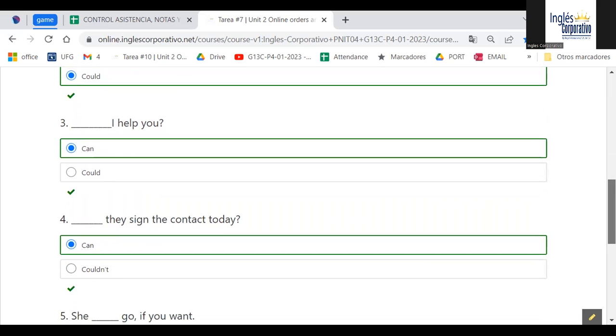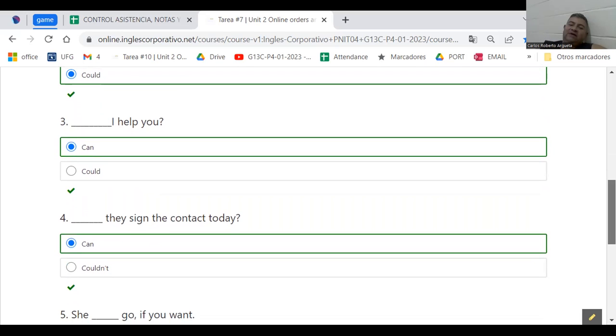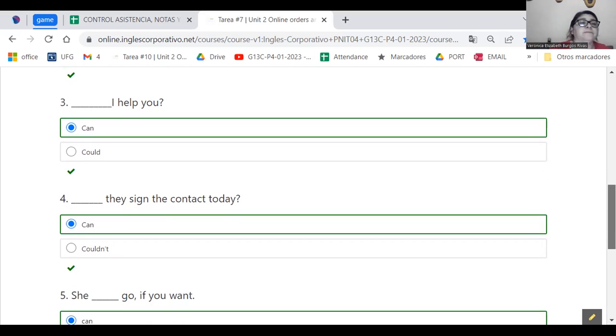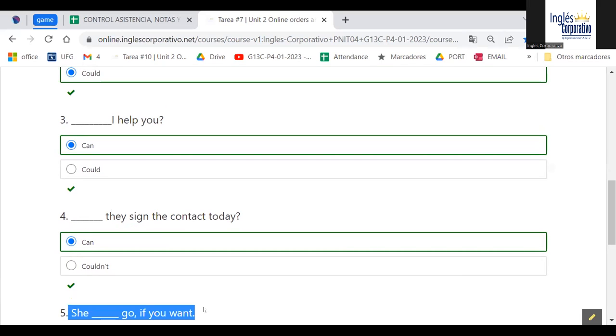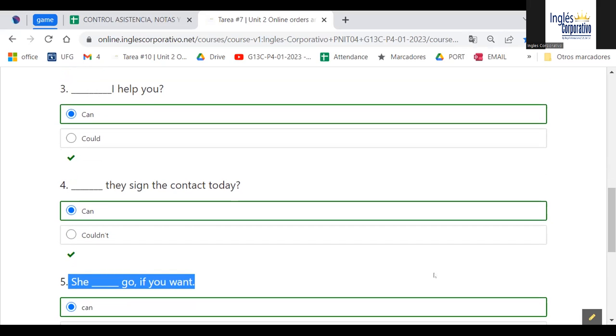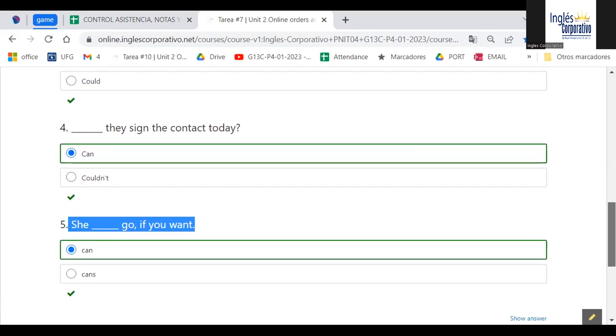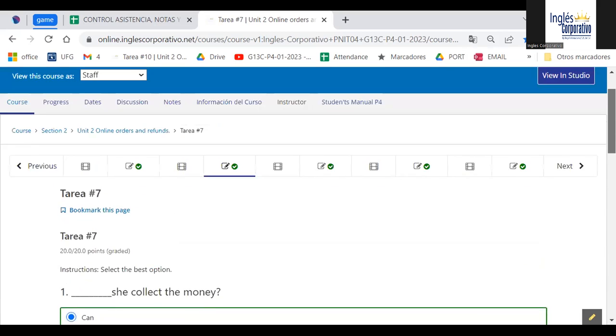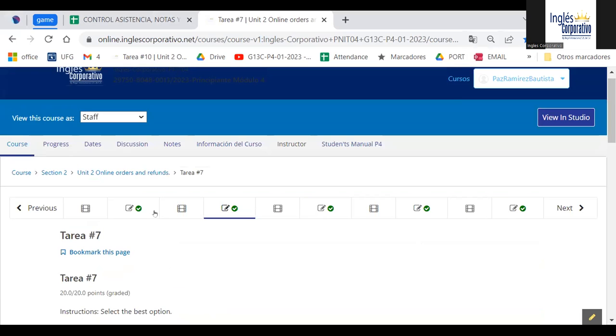Number five, what do you have for number five? She can go if you want. Okay, ¿cuál es el uso de este? What is the use? Una condición. Okay, she can go if you want. Ella puede ir si tú. Yes, right. Okay, so we're done. Do you have any questions about the previous activities? No. All set.